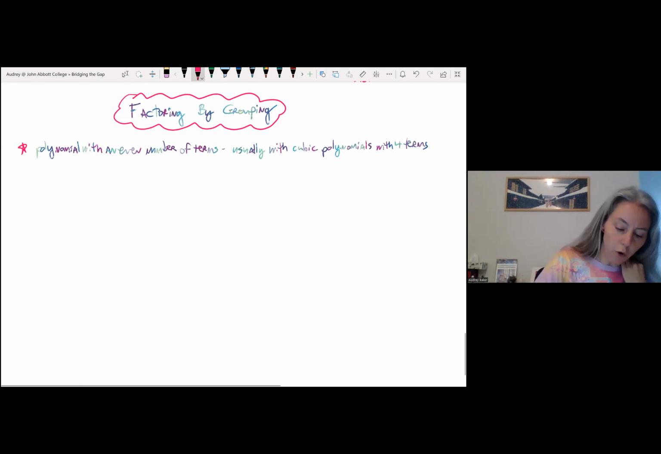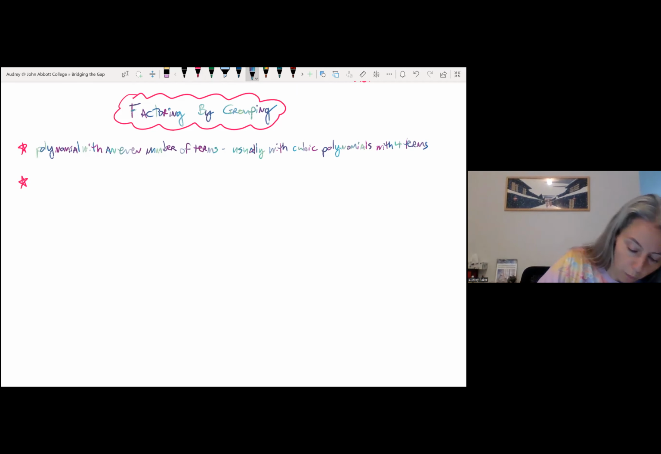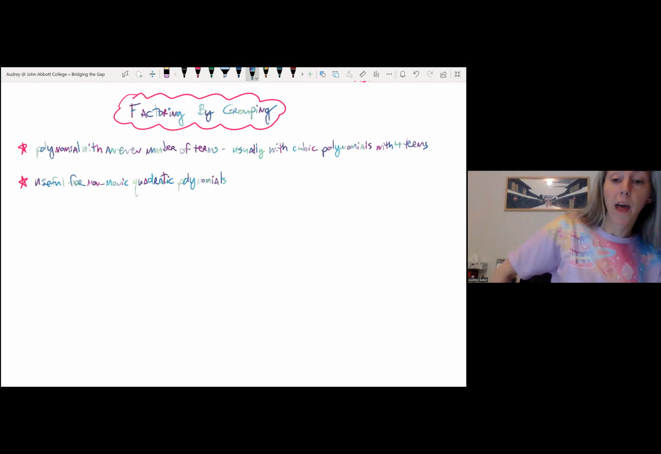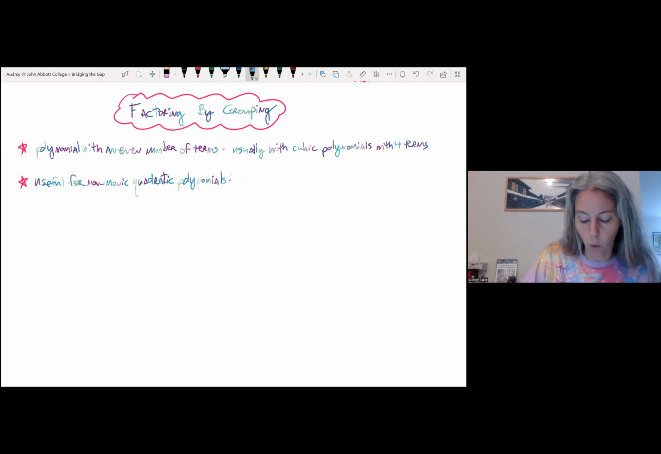Now, it can also be useful when we are factoring non-monic quadratic polynomials. So that would be a polynomial that has the highest power of 2 and where there is some non-1 value in front of the x squared. So ax squared plus bx plus c.